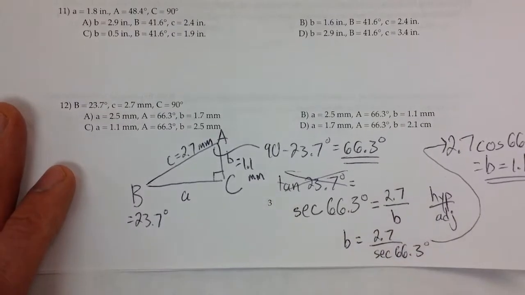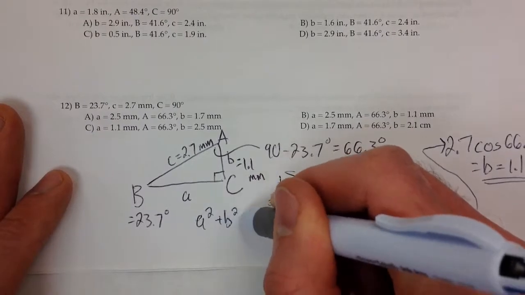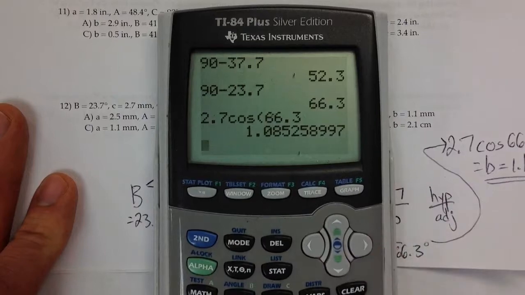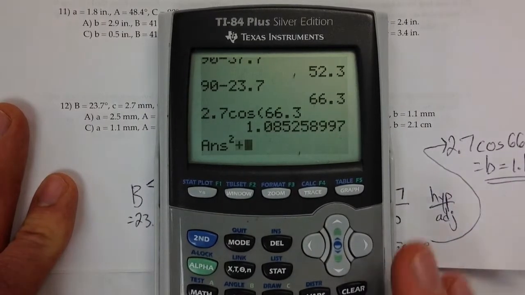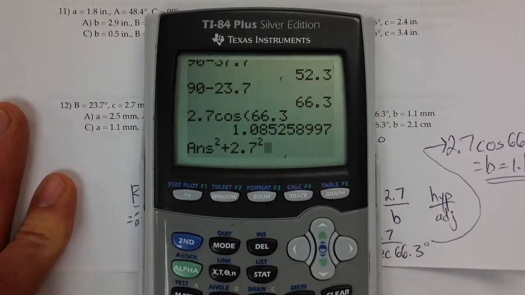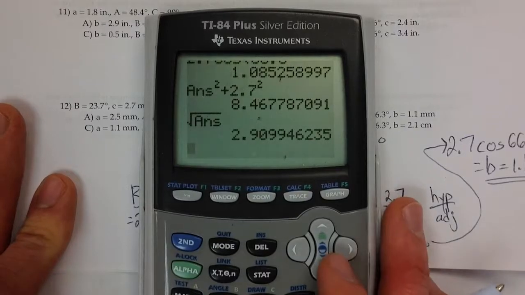So you actually have multiple options because you have so much info. You can do the Pythagorean theorem. Nice job. It's just a squared plus b squared equals c squared. So let's square b. We have it in the calculator already. And then c is 2.7. Square that, and then just take the square root of that. There you go, 2.9.